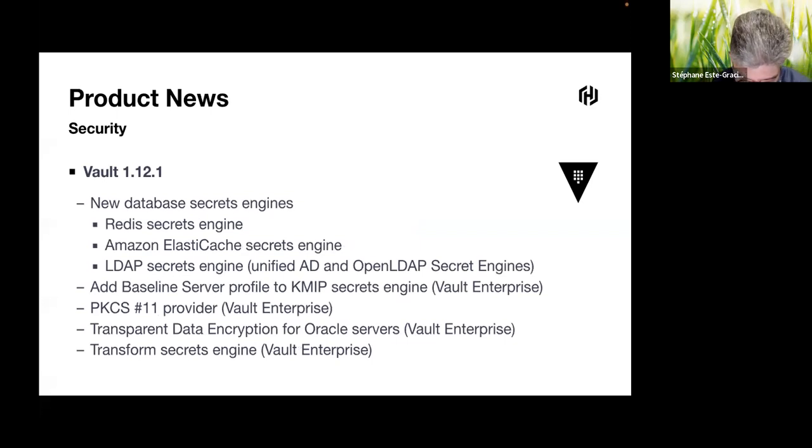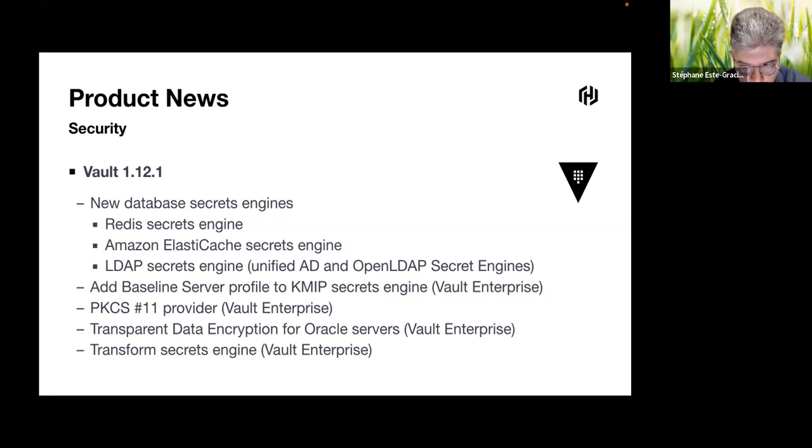Some new database secret engines have been added in that release: the Amazon ElastiCache secret engine. This one is not quite new, but it generates non-static credentials for an existing managed role in Amazon ElastiCache. The LDAP secret engine is not a new one, but is now unified. The two related to the LDAP secret engine, the AD Active Directory secret engine and the OpenLDAP secret engine, are both now unified in the same secret engine.